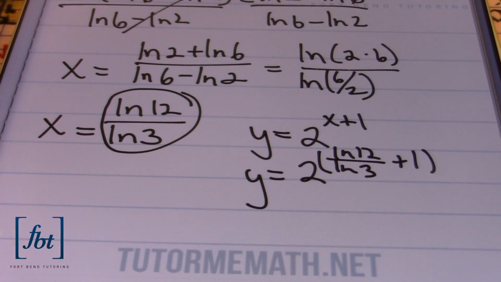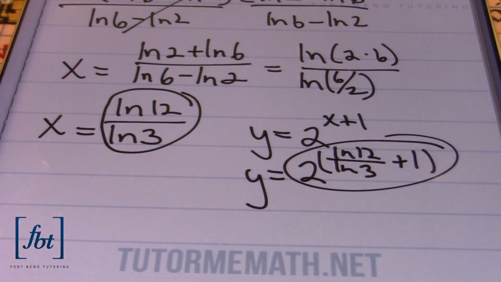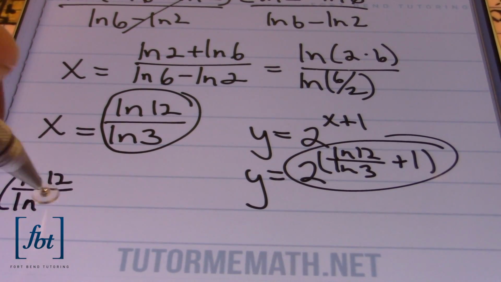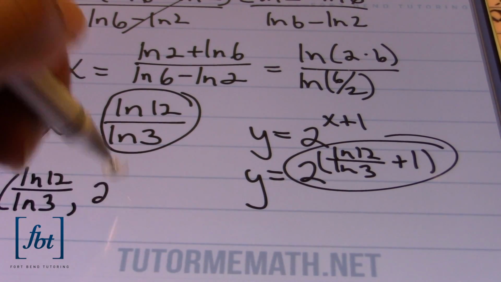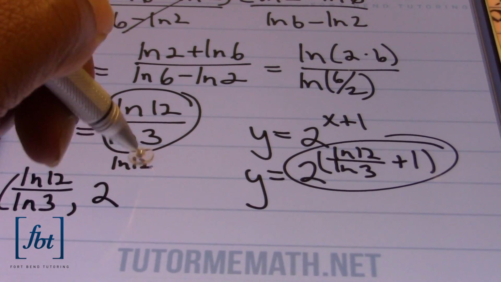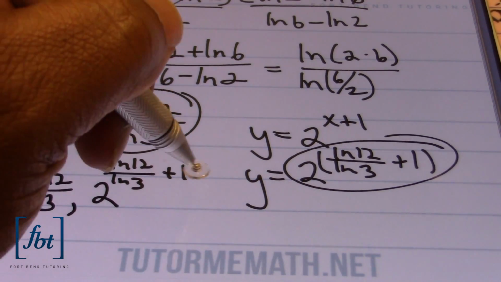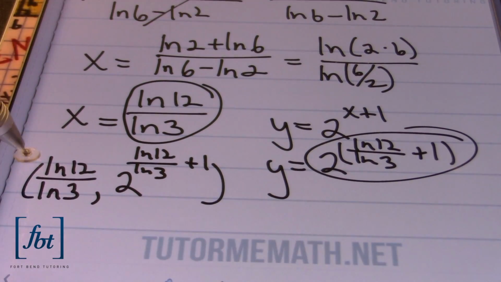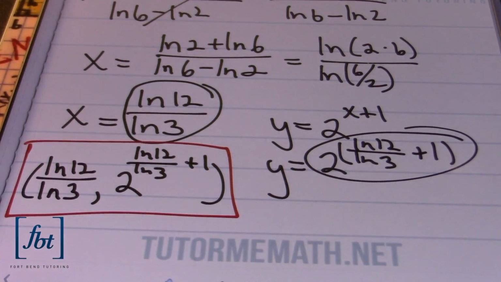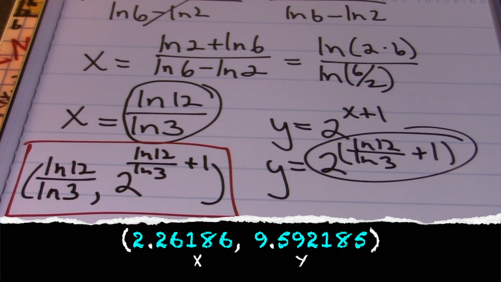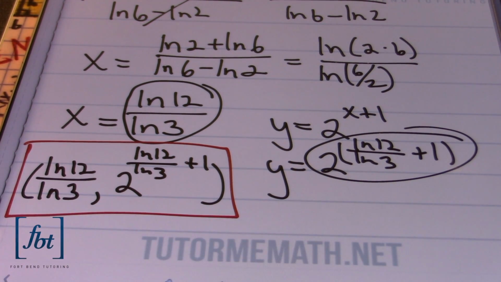Yeah, that's ugly. So that means that our solution set, because this is our value of y, is going to be the natural log of 12 divided by the natural log of 3, comma, 2 to the natural log of 12 divided by the natural log of 3 plus 1. And then red boxing that. And of course, here are the approximation values for you. There it is, ladies and gentlemen.